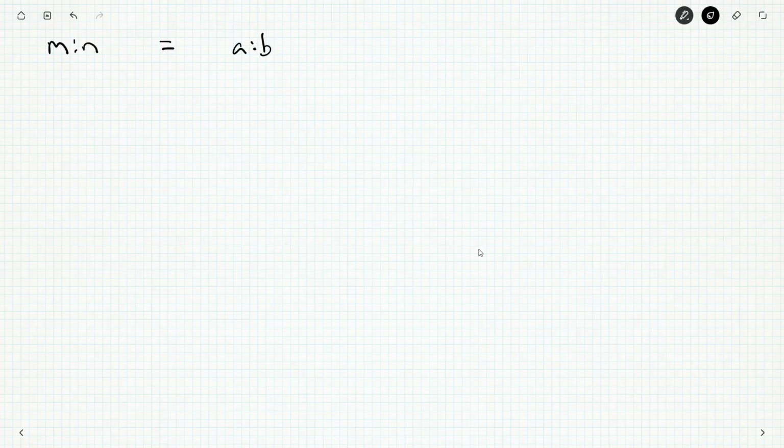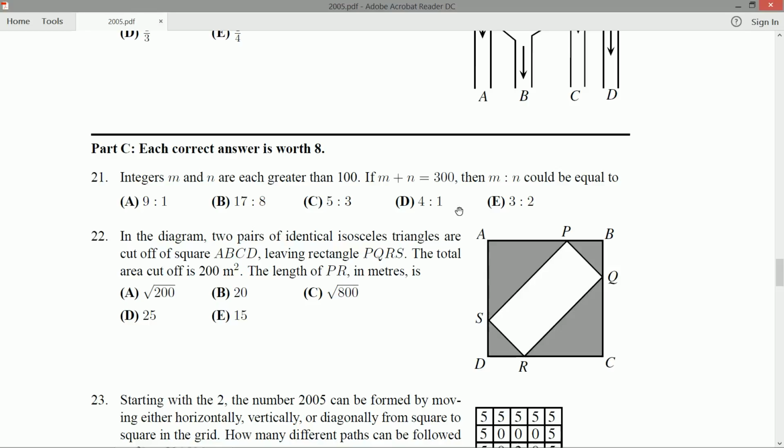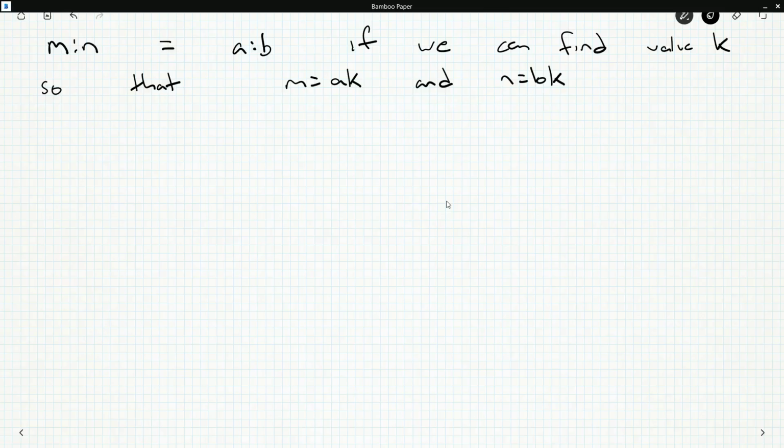So a ratio m to n is equal to another ratio a to b if we can find a value k so that m is equal to ak and n is equal to bk. So, if the answer were 4 to 1, which is one of the ones I saw, it would mean that if m to n was 4 to 1, we'd be able to find m is 4 times k, and n is 1 times k. Okay. Now, what are we told? We know m plus n is 300. So, let's take this k out for a spin.